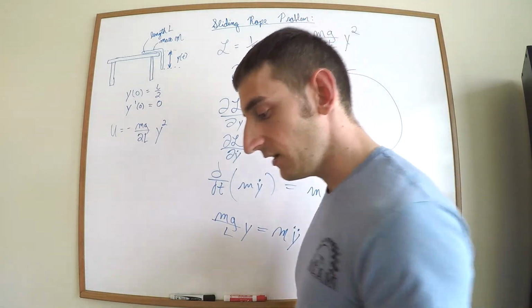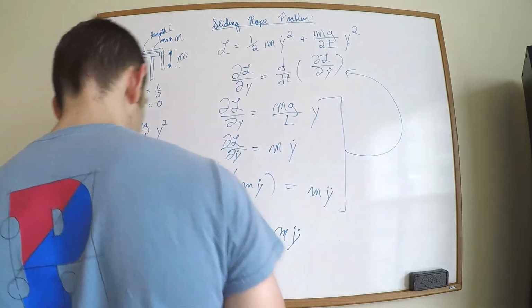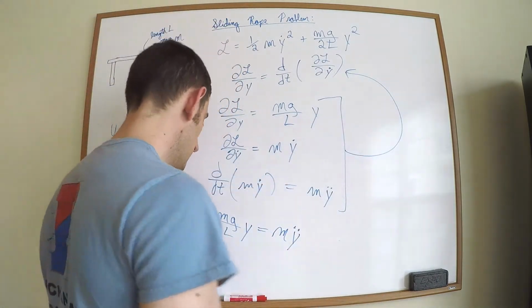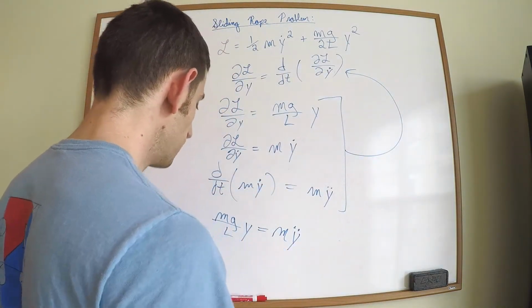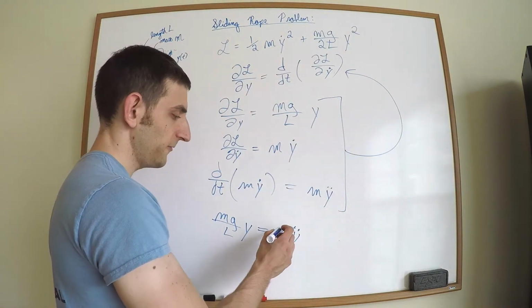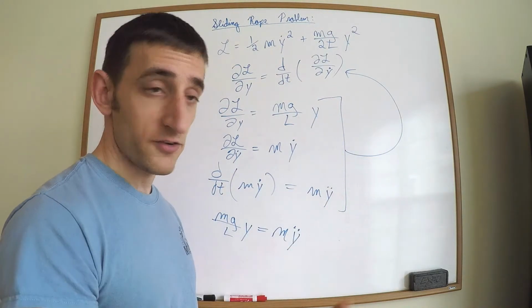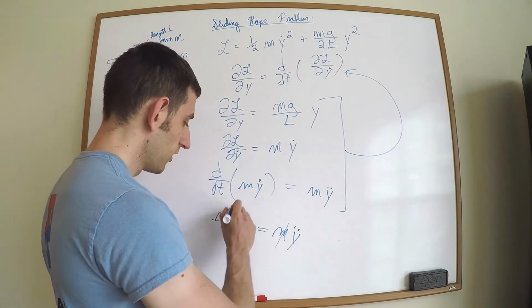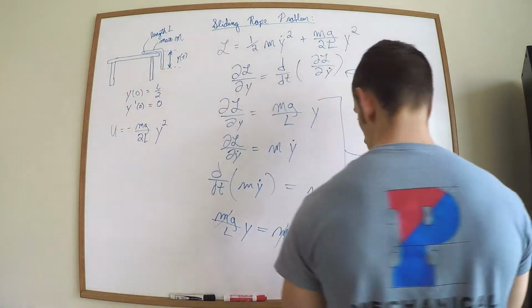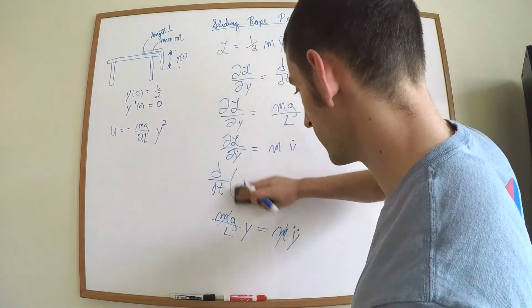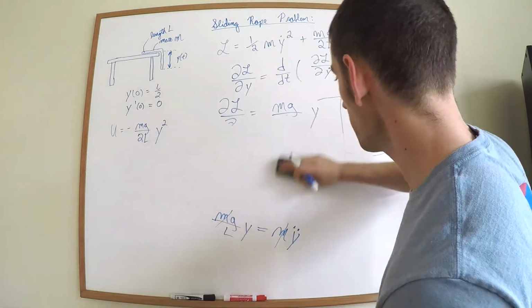So I'm just checking here. I got the correct solution. Not solution, equation of motion. What I'm going to do is simplify this down a bit more to get rid of terms we don't want to consider. We can get rid of that m and erase the ingredients that we don't need anymore.